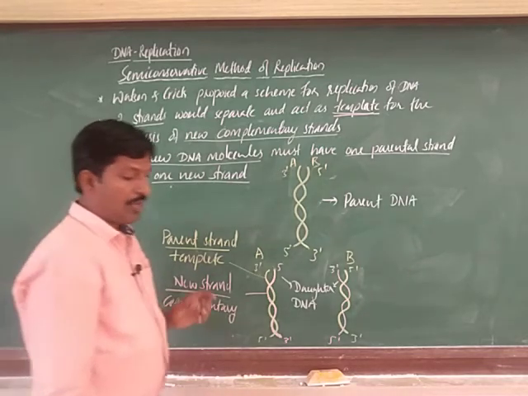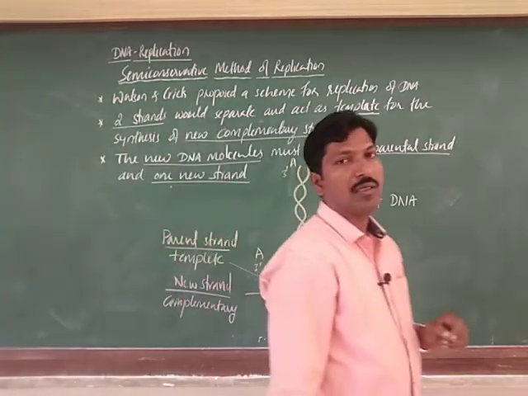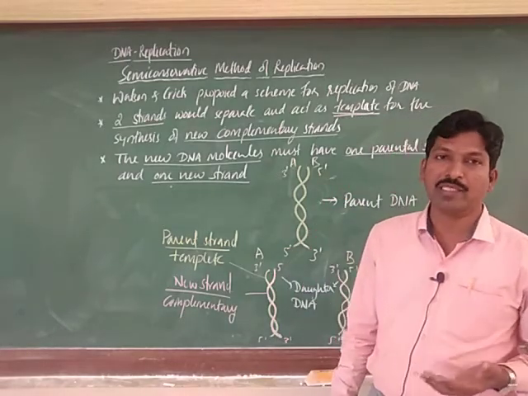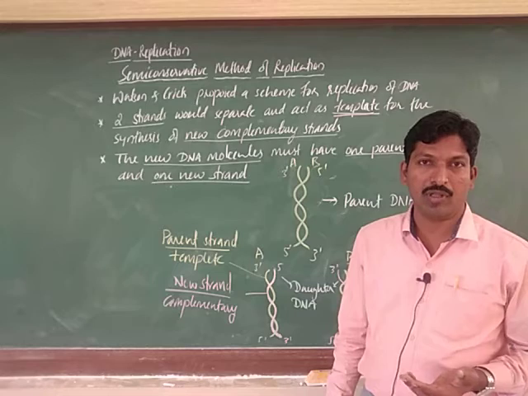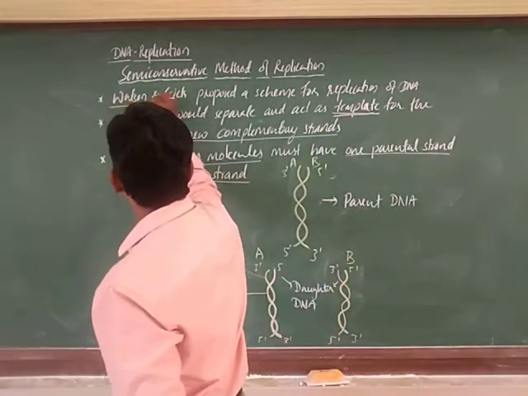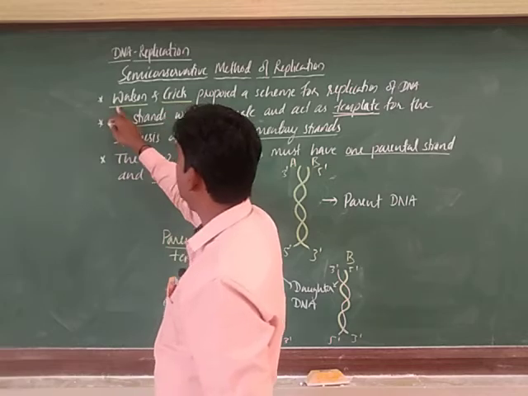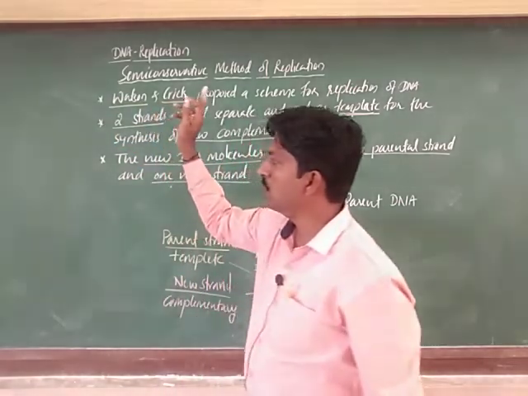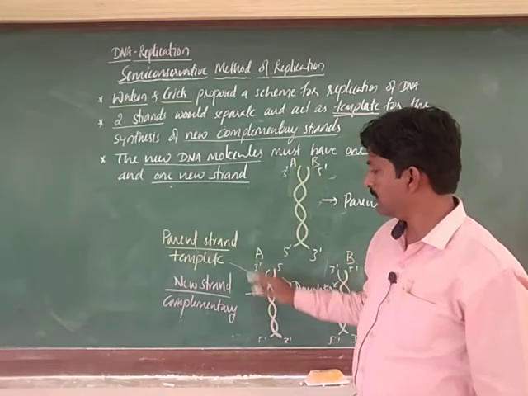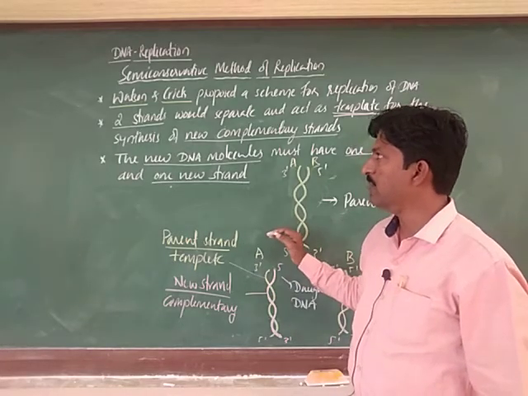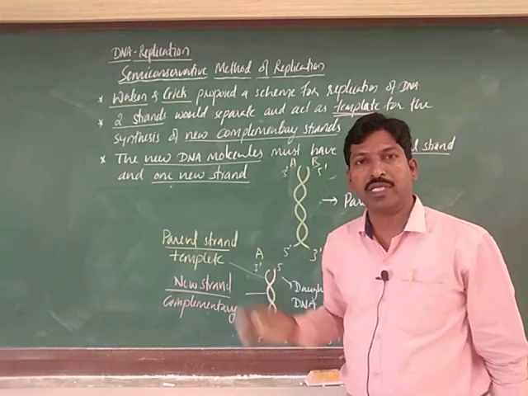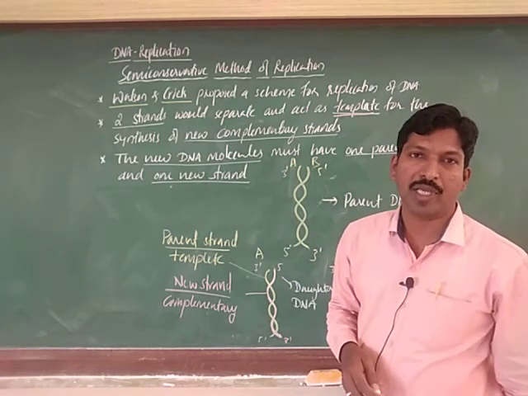Semi conservative replication was explained at the time of explanation of the double helix model of DNA by James Watson and Francis Crick. In 1953, they explained and suggested that it is a type of replication that is semi conservative. In the next video, the mechanism of replication we will discuss.